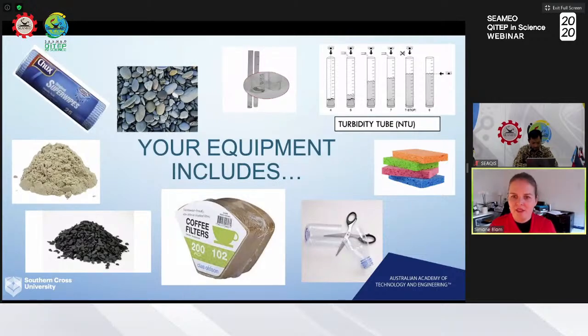Now, one of the things that students might not have, yeah, you could use some cotton, absolutely. You might have some charcoal from the garden. There's lots of options and lots of things that you can use, absolutely. One of the things you might not have is this turbidity tube. And I'm going to talk about that in just a minute.